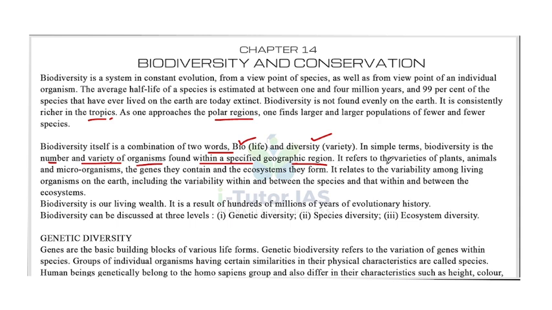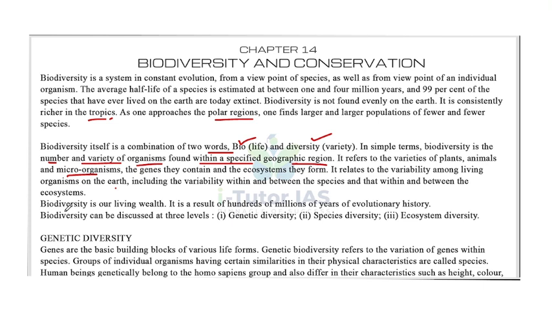It refers to the varieties of plants, animals and microorganisms, the genes they contain and the ecosystems they form. It relates to the variability among living organisms on the earth, including the variability within and between the species and that within and between the ecosystems.